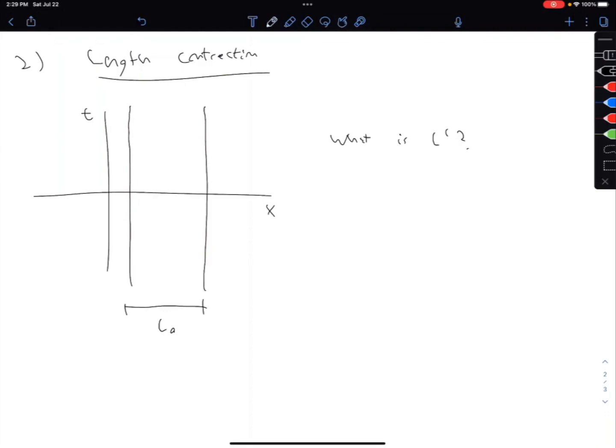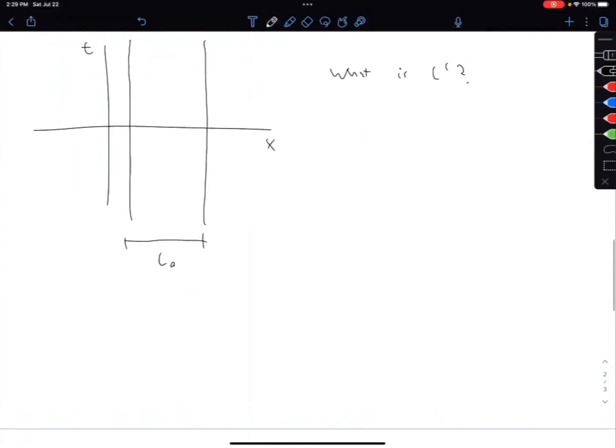But because they have to measure the stick at the same time, right? Because if you see a moving stick, so here's a stick and it's moving this way at some velocity v, you need to measure the ends of the stick at the same time. Otherwise, the stick will have moved a little bit, and you're going to get a distance that is going to be greater than the actual length of the stick. So they need to measure the ends of the stick at the same time.